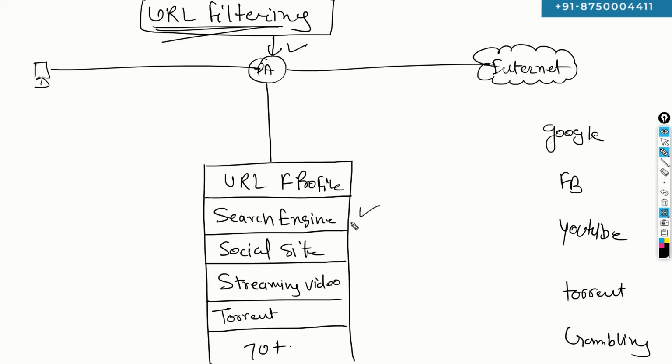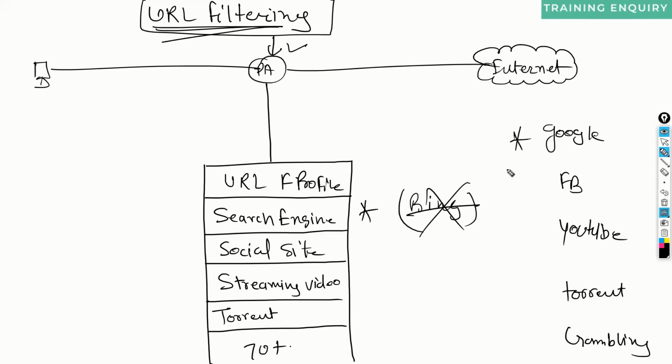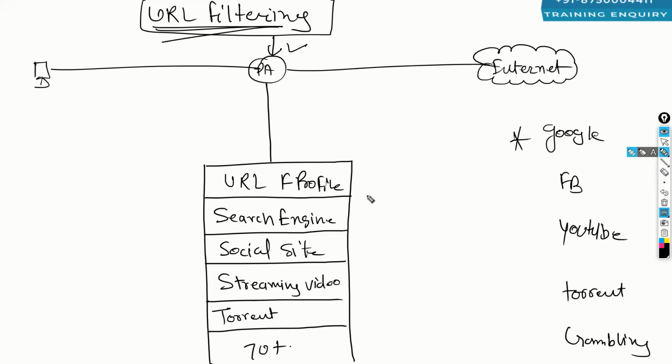When we allow search engine, then Google will work as well as Bing will also work. But I want to block Bing. I don't want to block Google. If I block search engine, then along with Bing, Google will also be blocked. So what I will do here, I will create a custom URL category. In custom URL category, I will block Bing. Then I will call that category in my security rule, and I can control that.